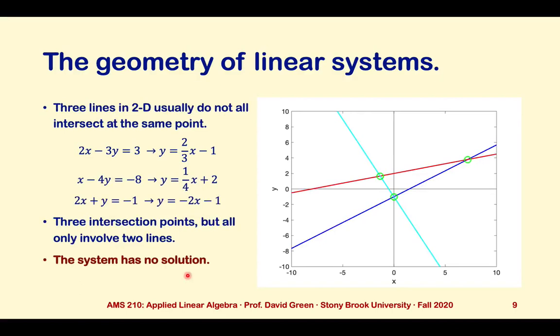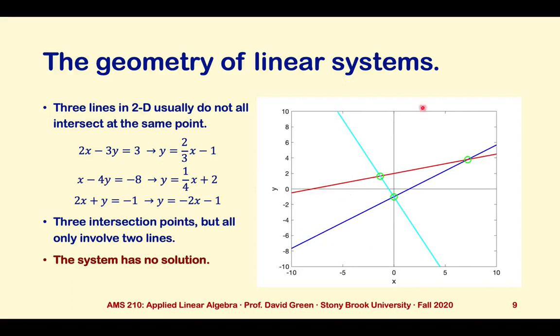Those are the cases for two lines. Two lines in 2D either meet at one point, or they're parallel and never meet, or they're overlapping and meet at every point on the line. When we have three lines in 2D, so three equations in a two-dimensional space, it is rare for them all to intersect at the same point.